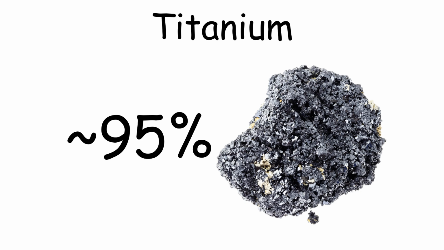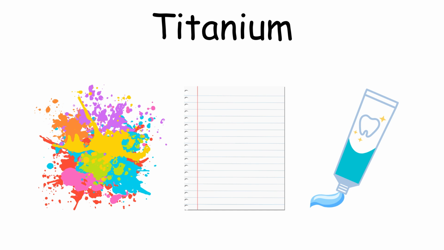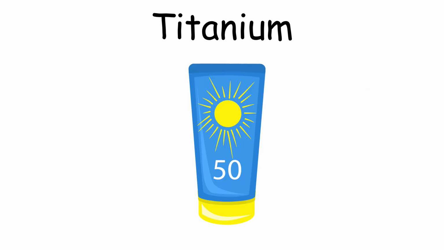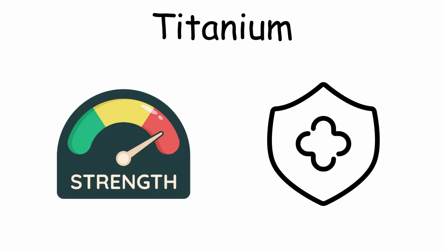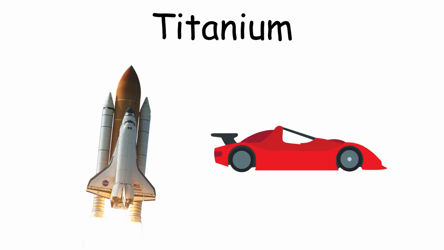About 95% of all titanium ore is refined into titanium dioxide, a powder used in paints, paper, and toothpaste. This powder is also used in sunscreens because it reflects and absorbs UV light. Because of its strength and resistance, titanium is used in aircraft, naval ships, spacecraft, and race cars.